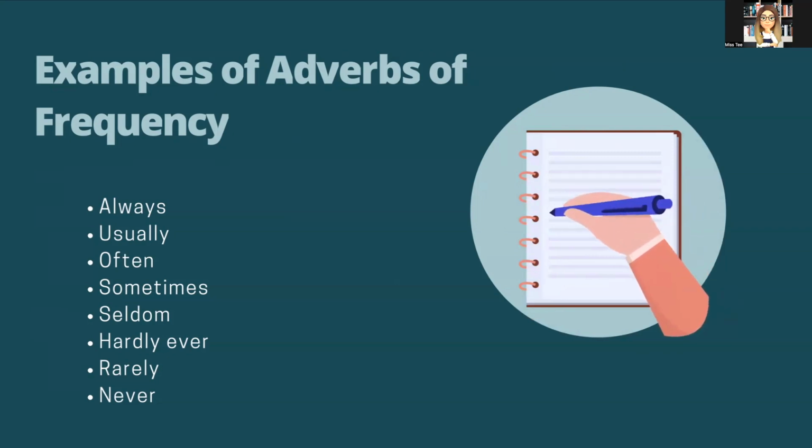Okay, so for these adverbs of frequency, we have the words always, usually, often, sometimes, seldom, hardly ever, rarely, and never. So these are the ones that are most commonly used, but there are more. So whenever something is describing how often an action is happening, that's usually an adverb of frequency. So if you see something else like that in a sentence, but it's not on this list, it is still probably an adverb of frequency. Now, all of these different adverbs of frequency, they mean different things.